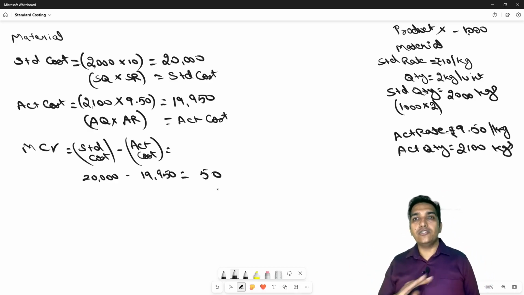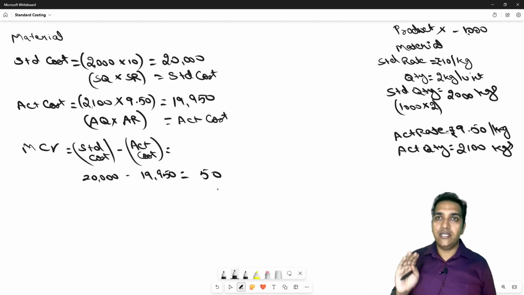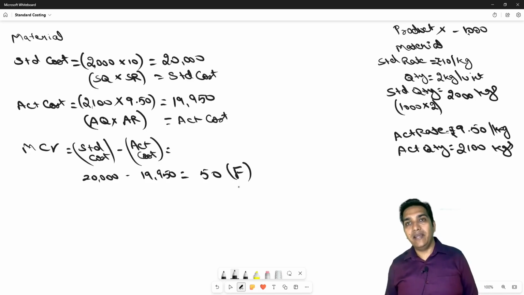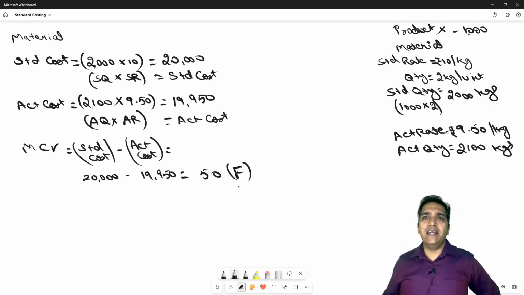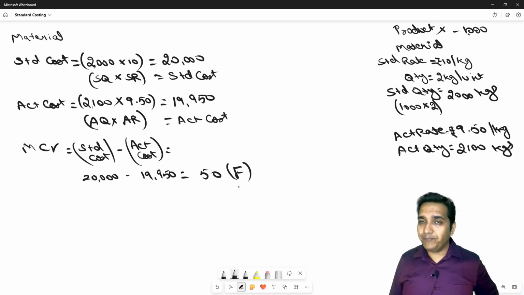However, in standard costing, we do not refer to it as profit. What do we refer to it as? A favorable situation. So we say favorable, and we denote it by F. Now we have computed our variance. In material I had planned 20,000 cost, but I have actually incurred 19,950 only. 50 rupees I have saved.